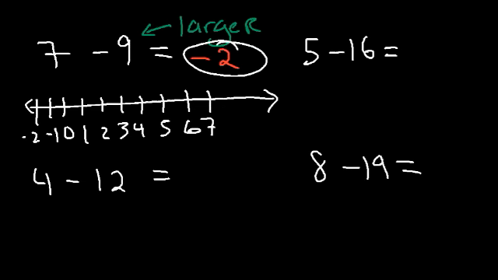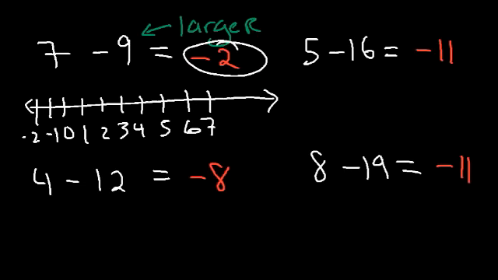5 minus 16, you should get negative 11. 4 minus 12 is negative 8. And 8 minus 19 is negative 11 as well. So let's use the number line for one more example. Now, let's use it for 4 minus 12.